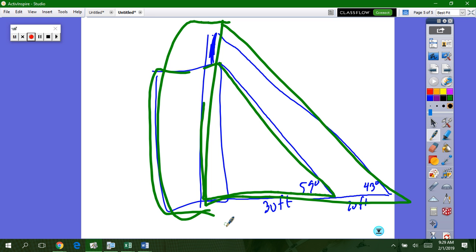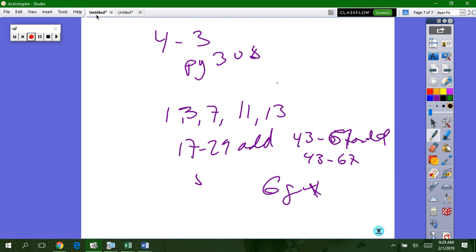Okay, here's your homework. You guys can figure that one out, but there it is right there. This is page 308, 1 through 7, 11, 13, 17 through 29, odd, 43 through 67, odd, and 68.